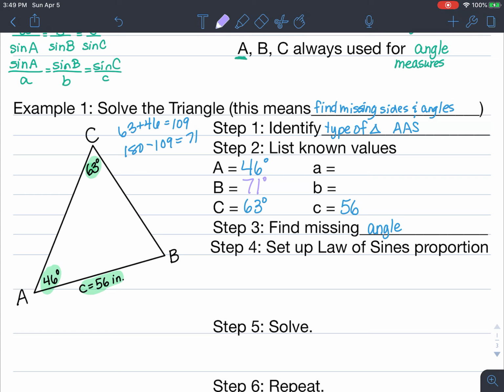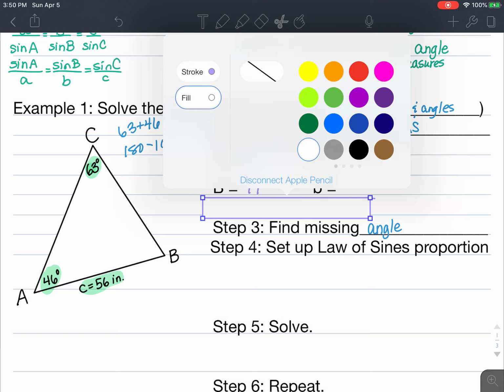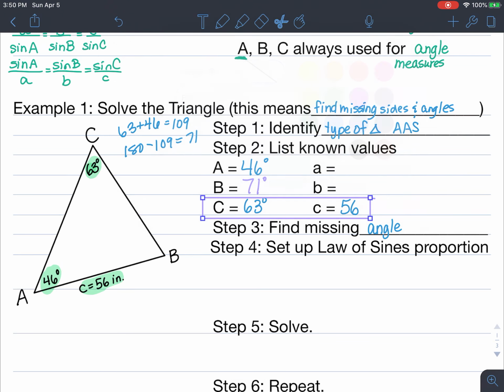The next thing we're going to do is set up the law of sines proportion. We're just going to do one proportion at a time. The one you have to use has to be the angle with the side that's given. So I have to use sine C over c. Not filled, I don't want it filled. There we go. Okay, so I'm going to have to use that one, and then I'll have to do this twice, just in whatever order.